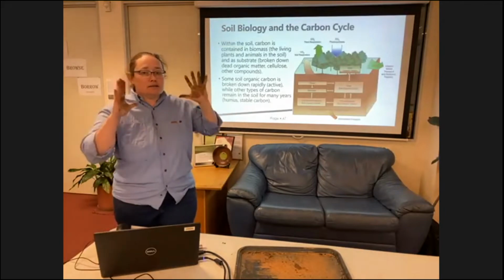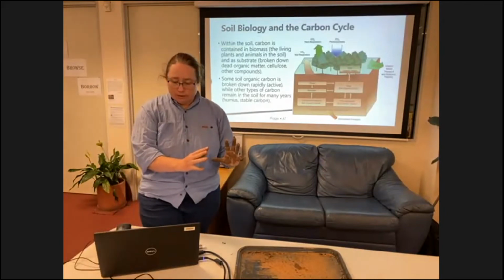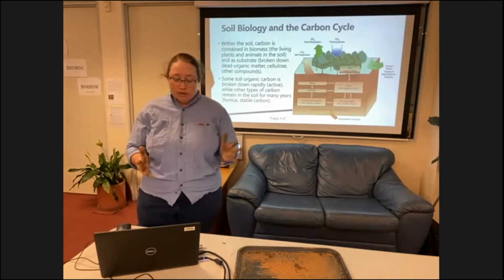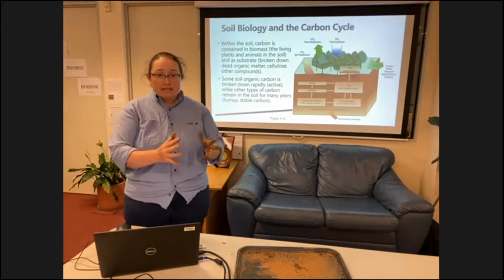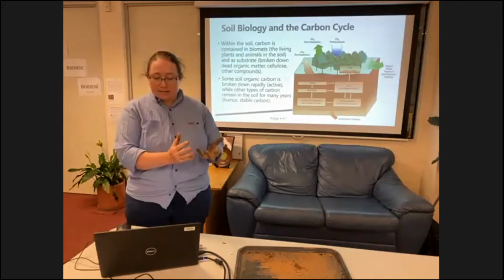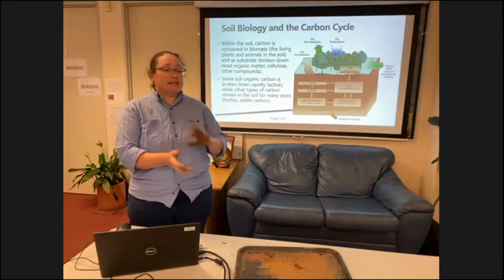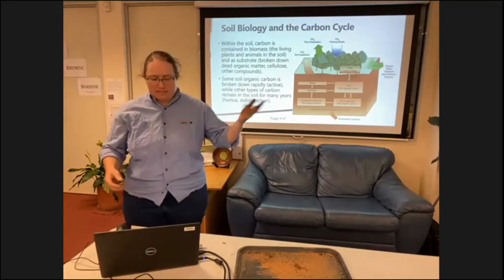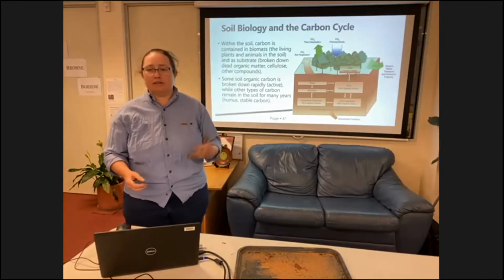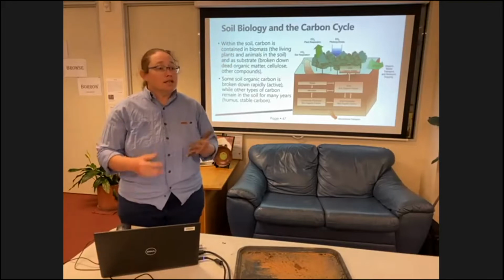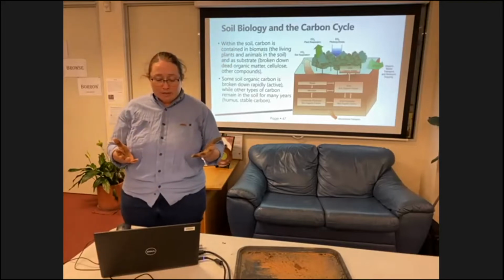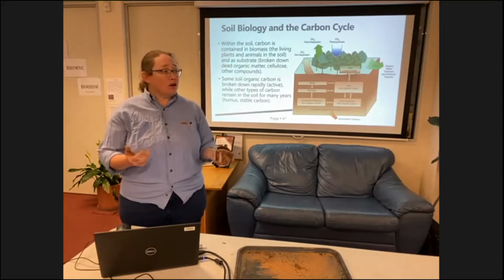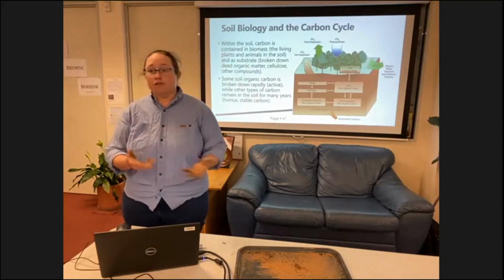So looking down a bit more with a sort of telescope, within the soil, the carbon's in the biomass, that is the living plants and animals in the soil, and as substrate. So this is dead organic matter, cellulose, leaves, other compounds in the soil. Some of that soil organic carbon is broken down really quickly. This is the active stuff. And there's other kinds of carbon that stay in the soil for years.